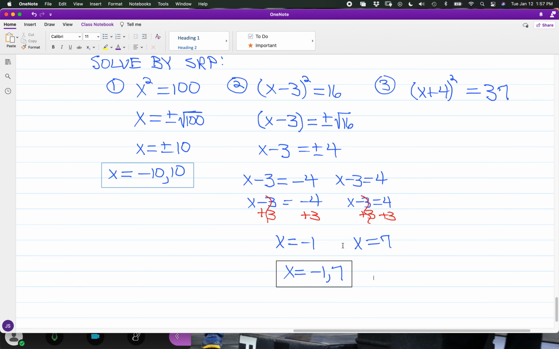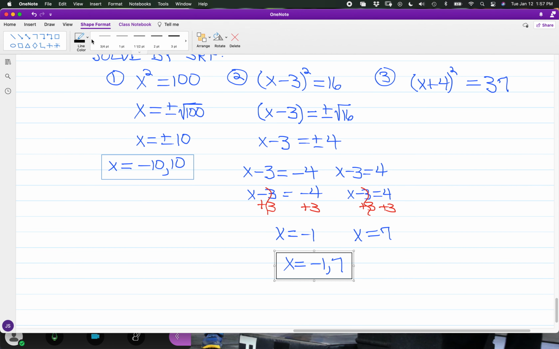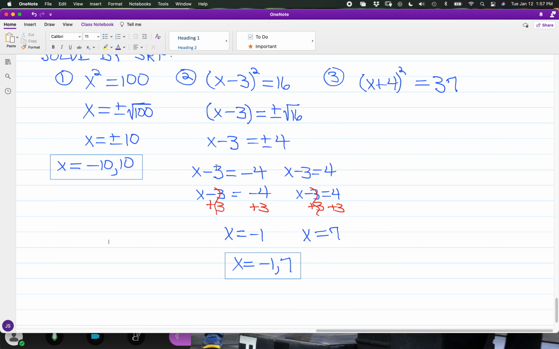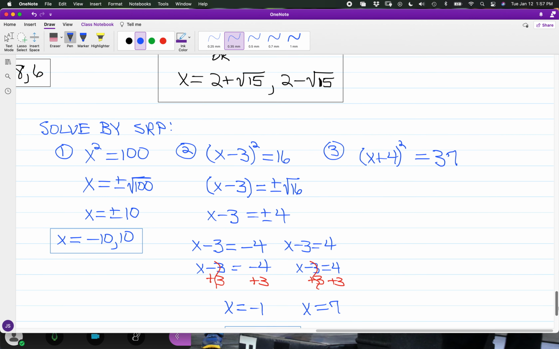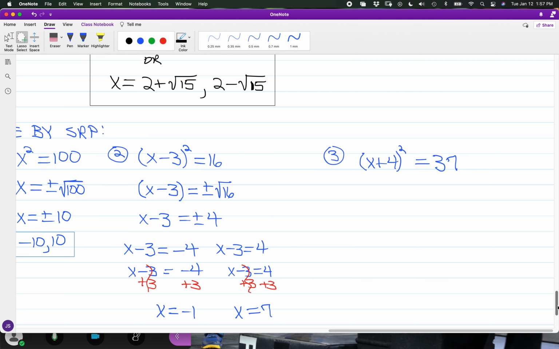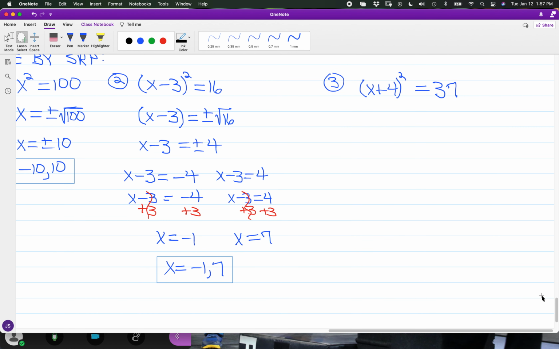All right. Now for what we have in the third case, you have the square of x plus 4 is equal to 37. And for what we have in this one, again, unlike 116, 37 is not a perfect square number. In fact, it's a type of number such that the square root cannot be a reduced radical.